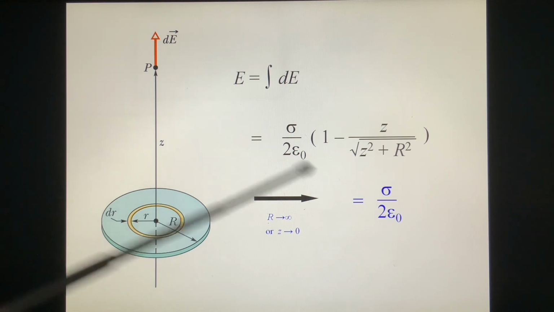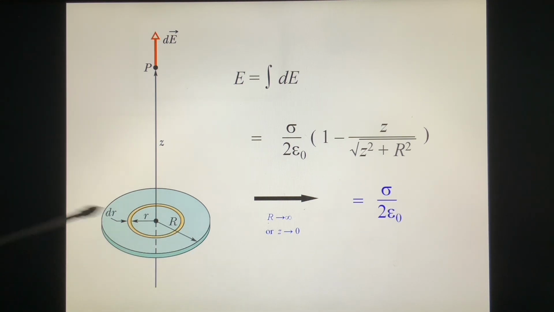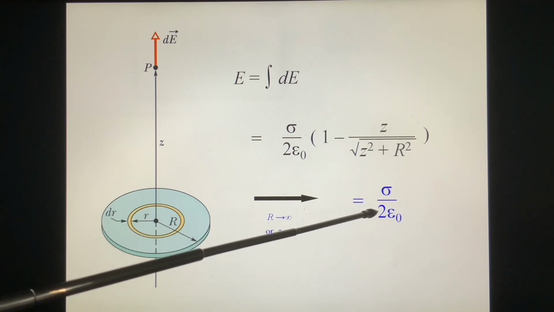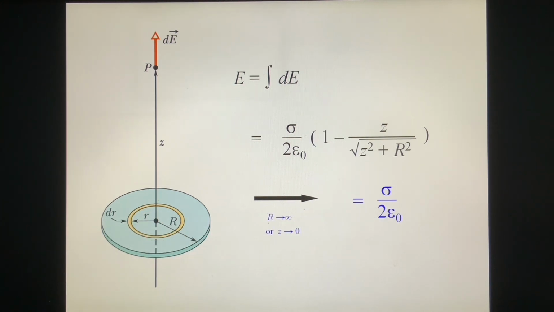What does this mean? Physically, this means the electric field on the surface of an infinite plane of charge is sigma over 2 epsilon 0. Okay, we will have this conclusion in the next chapter.